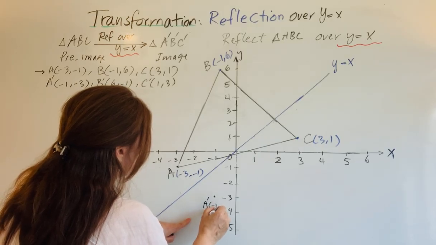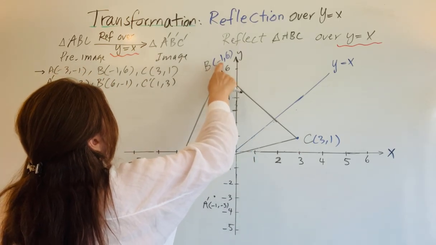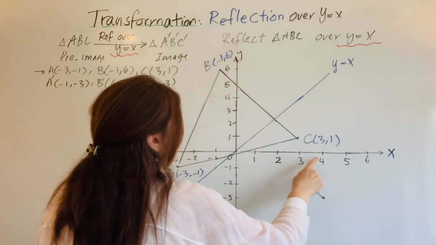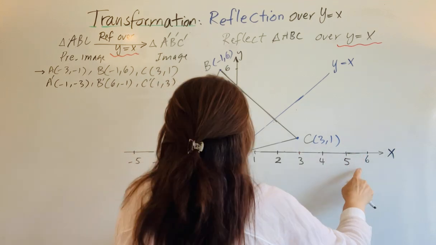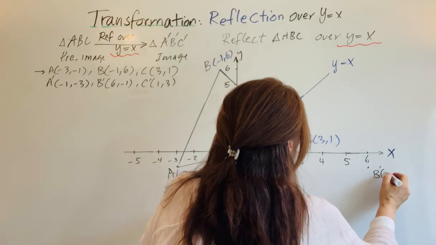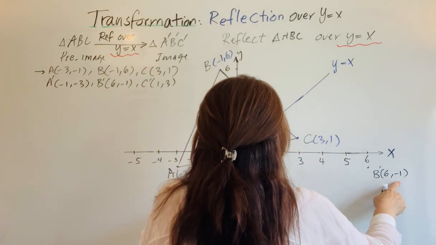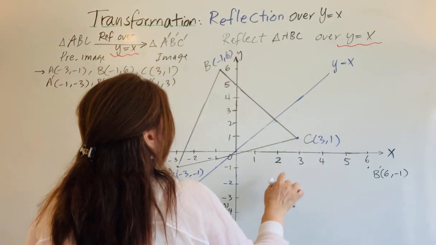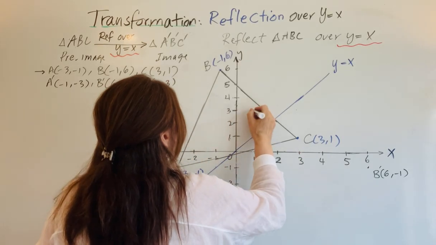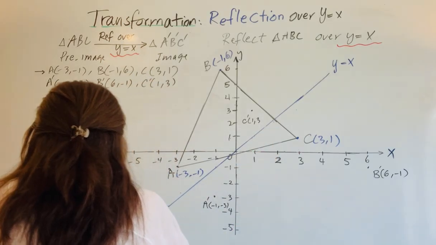(-1, -3). How about B prime? B is (-1, 6), so B prime can be (6, -1). 6 is here, -1, somewhere here. This is B prime: (6, -1). How about C prime? C is (3, 1), which gets (1, 3). This is C prime. Okay, we can connect this new shape.